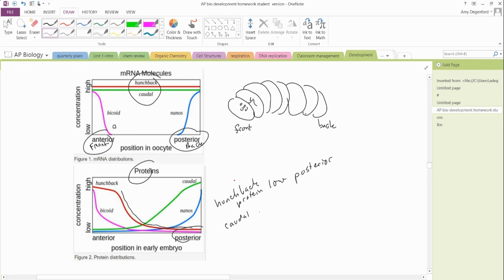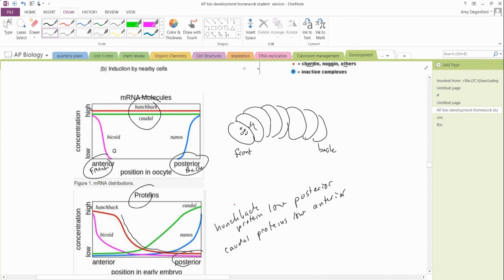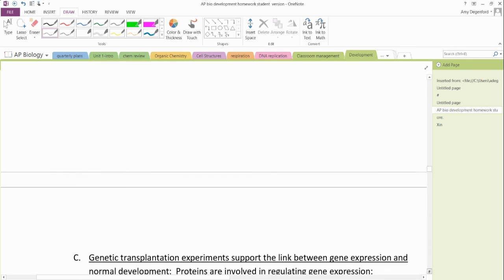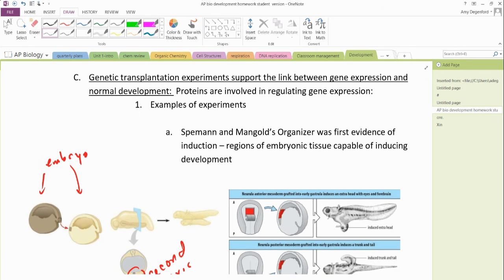Now, what you can imagine is a scenario where even though the Caudal and Hunchback mRNAs are found all throughout the embryo, the proteins aren't. So you can almost imagine a scenario where the proteins are being inhibited and/or the mRNA molecules are being inhibited and then stopped. That gives us an idea of what is happening. So that is the beginnings of this. Now, in the genetic transplantation experiments, what they found supported this link. That's what we're going to look at next.